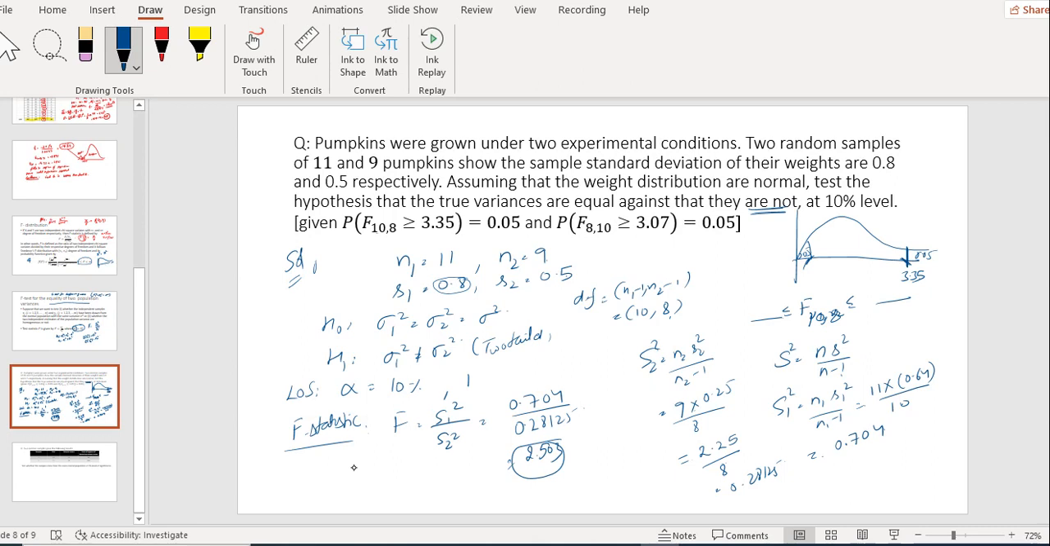But on the left hand side we are given F of 8, 10. So how have we decided the degrees of freedom? If we take S1 in the numerator and S2 in the denominator, then the degree of freedom of S1 is nu 1 and of S2 is nu 2. So if we take the reciprocal, its degrees of freedom will be nu 2 and nu 1.